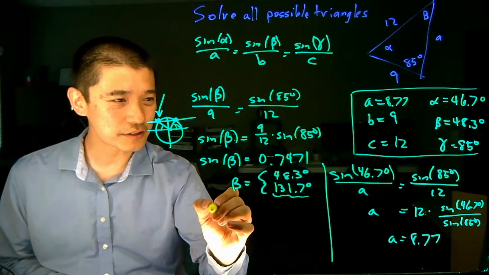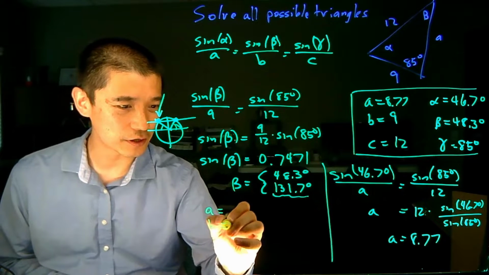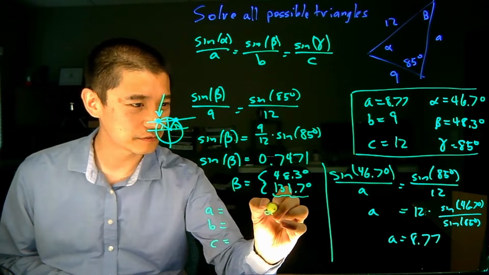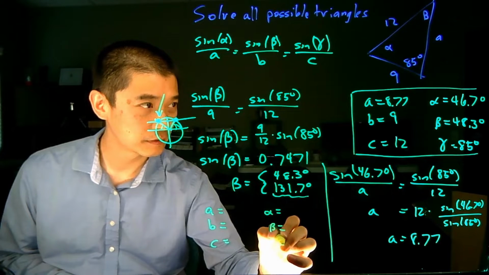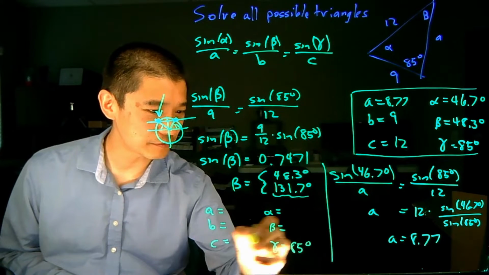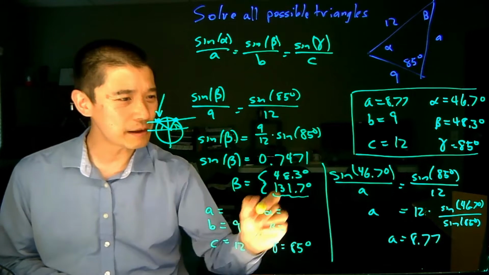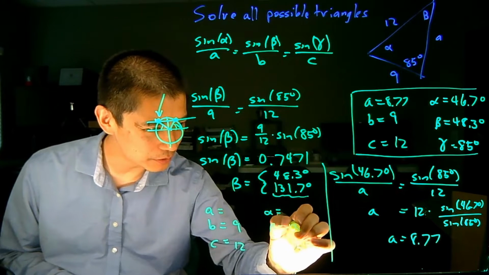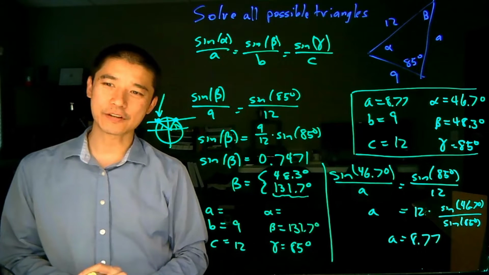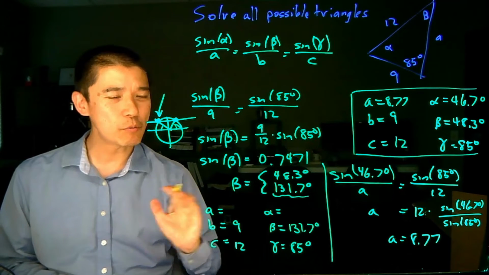Let's go ahead and start setting up the diagram, or sorry, setting up the chart. And let's see what happens here. So we had gamma was 85 degrees, C was 12, and B was 9. This was the given information. What would happen if we were to put 131.7 degrees right there? What would alpha be?